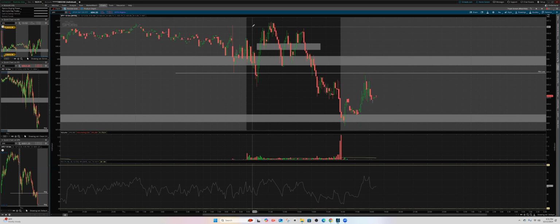So we got this test of it, came back down. You can see it wasn't the best reaction, but enough of a reaction from buyers here for me to give this a test. I entered right on the close of this 5 minute, as I mentioned. Let this candle close, entered here. For the stop, I gave it a little bit of wiggle room, so probably around here, just giving a little bit of room below that low.